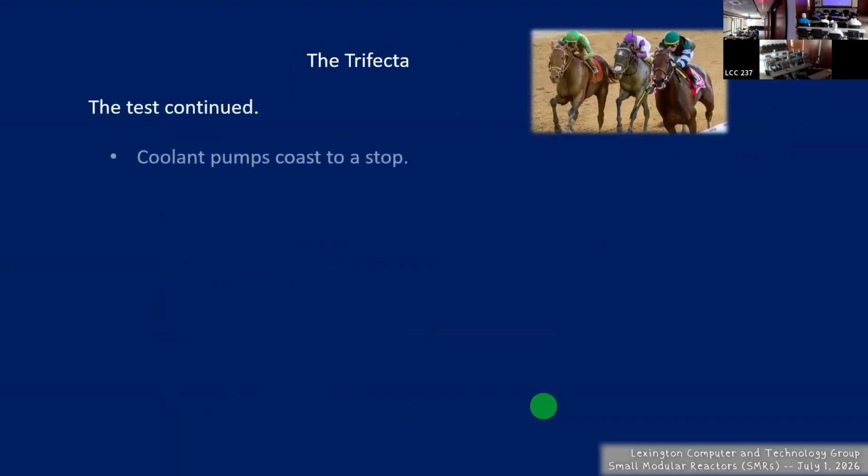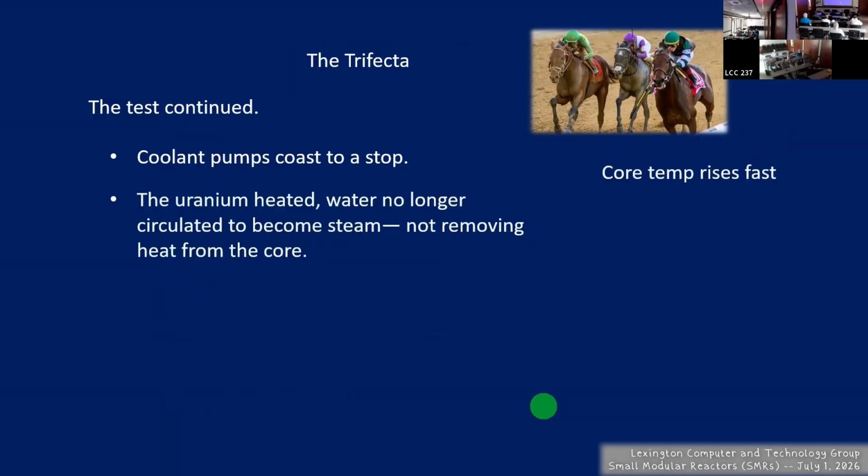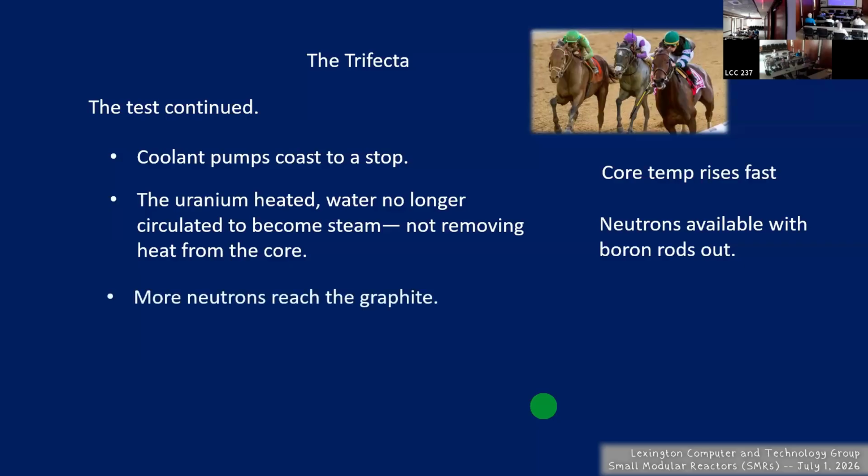When the test continued, coolant pumps coasted to a stop. Core temperature rises fast. The uranium heated, water no longer circulated to become steam, and wasn't moving any heat from the core. Neutrons became more available because the boron rods were out, because they pulled them all out. More neutrons reached the graphite.